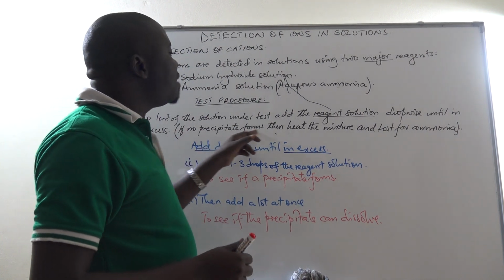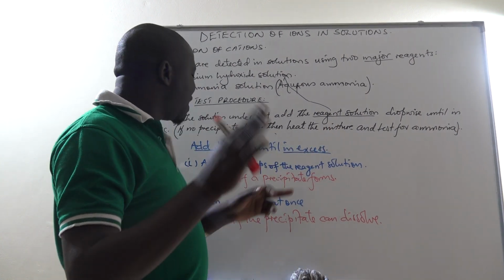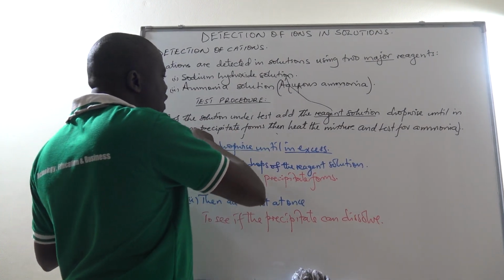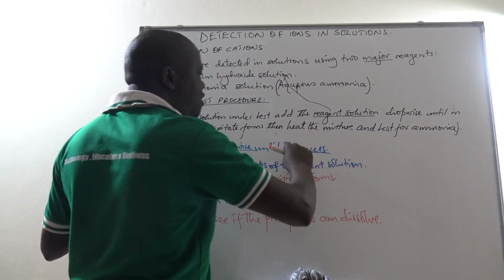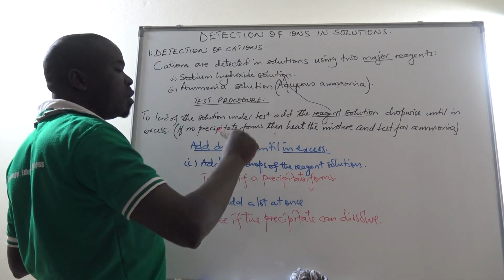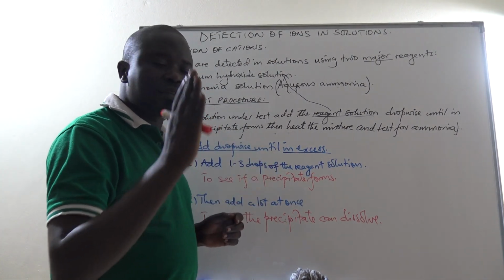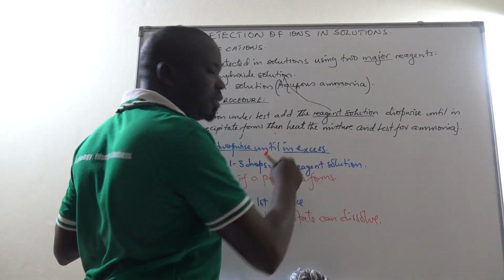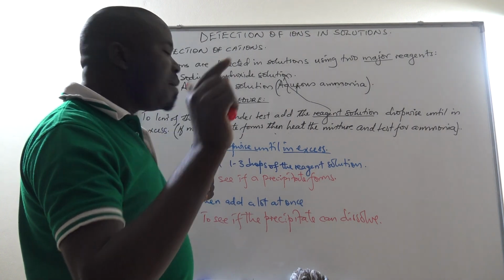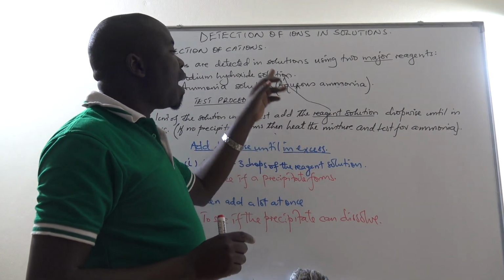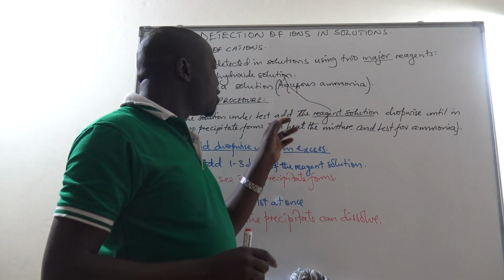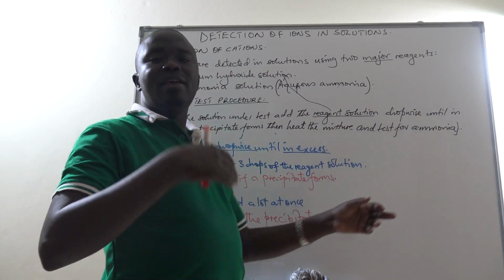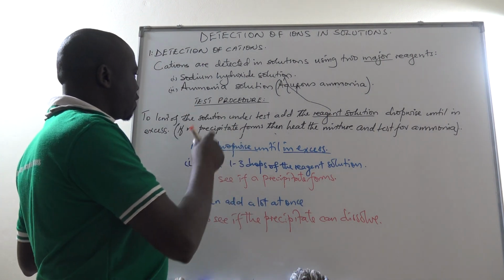So the instruction will be there for a candidate. You don't have to bother yourself, but always be conscious that in case the instruction says that you heat the mixture after adding the reagent solution, more especially sodium hydroxide solution, dropwise until in excess, then you just know that they may be driving you towards testing for ammonium ion, because that reaction will lead to the formation of a substance which, when heated, ammonia gas will be evolved out of it. So take note of that.